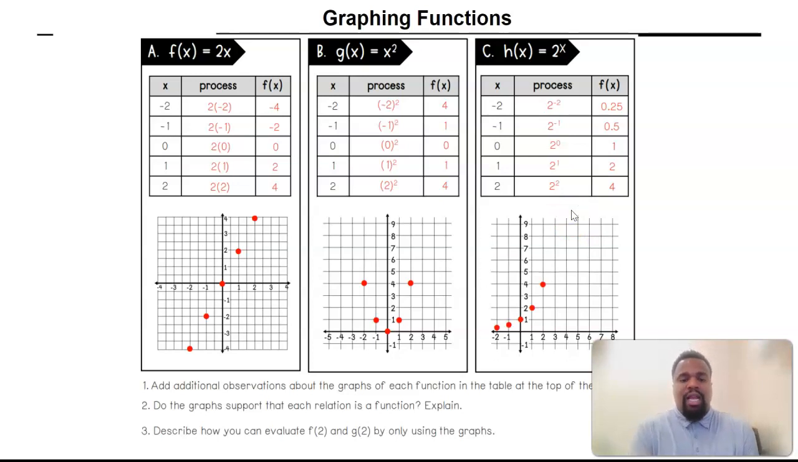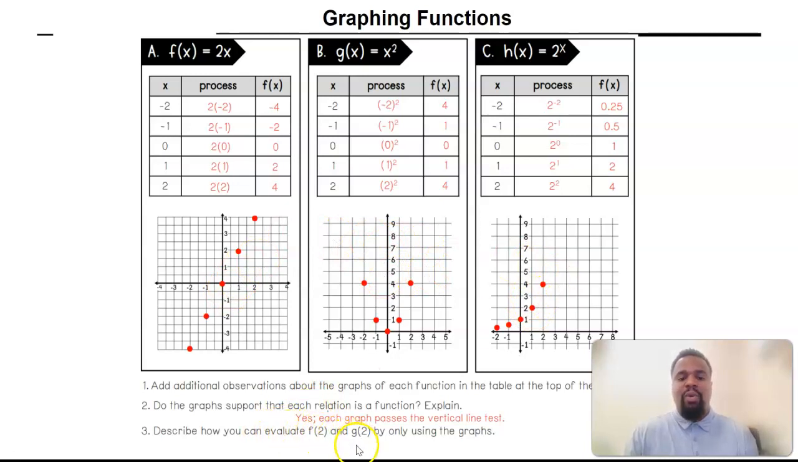So let's look at number 2. It says, if I'm looking at each of these graphs, is each of these graphs a function? Yes, we can determine that it's a function, because if you do the vertical line test, it will only intersect one point. Since it passes the vertical line test, we can say that each one of these graphs is a function.